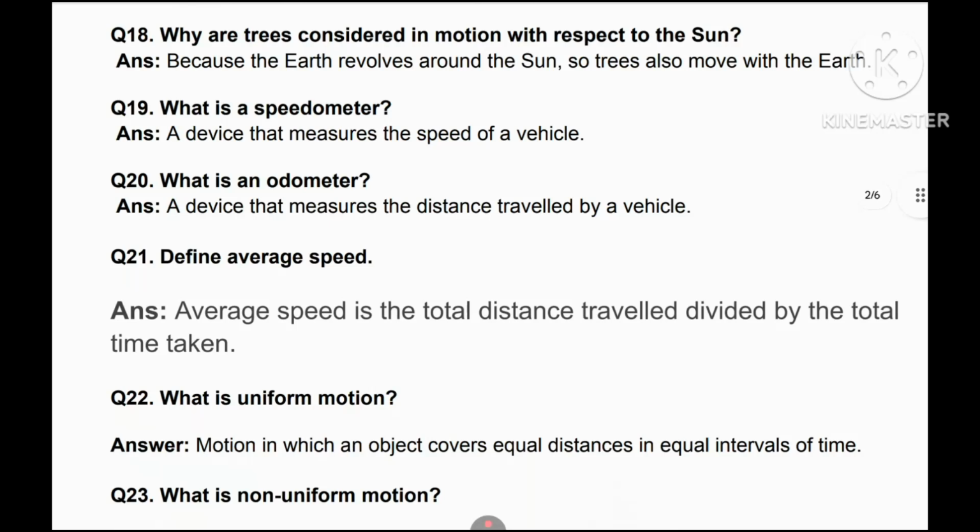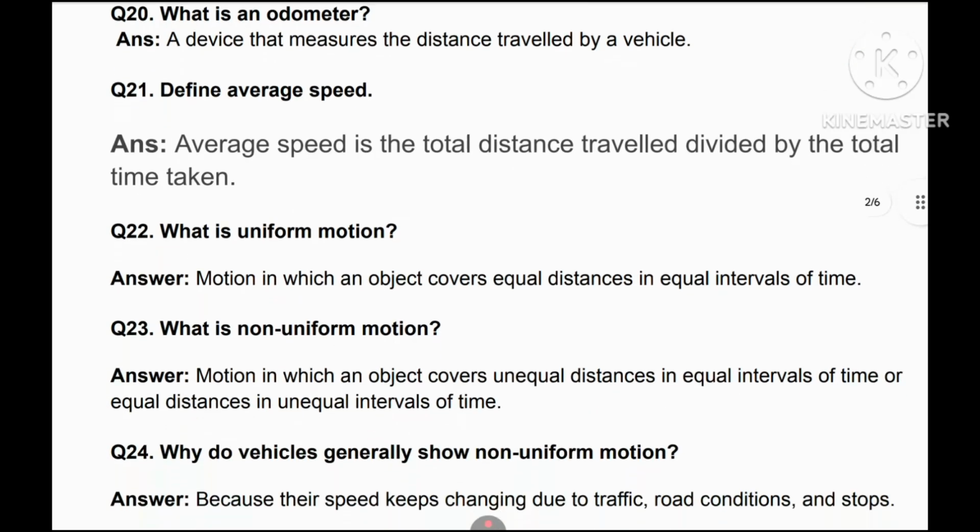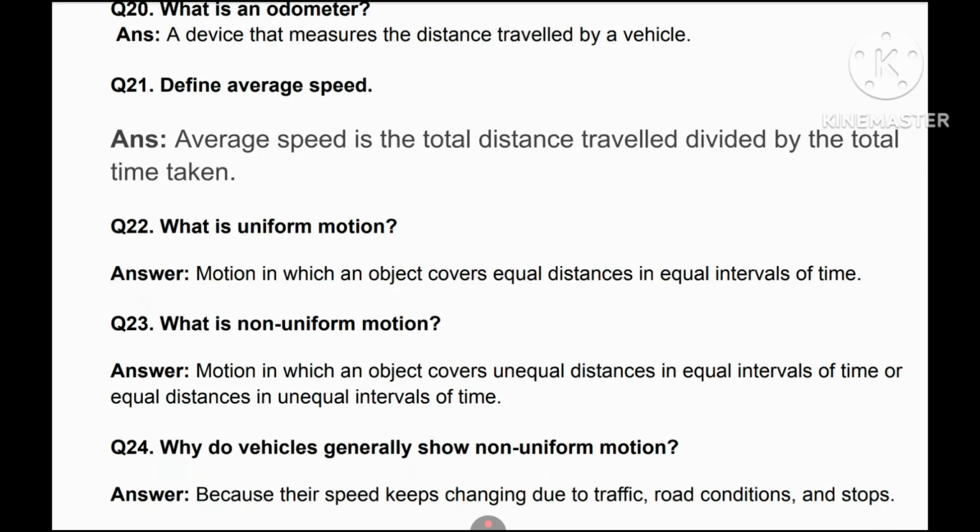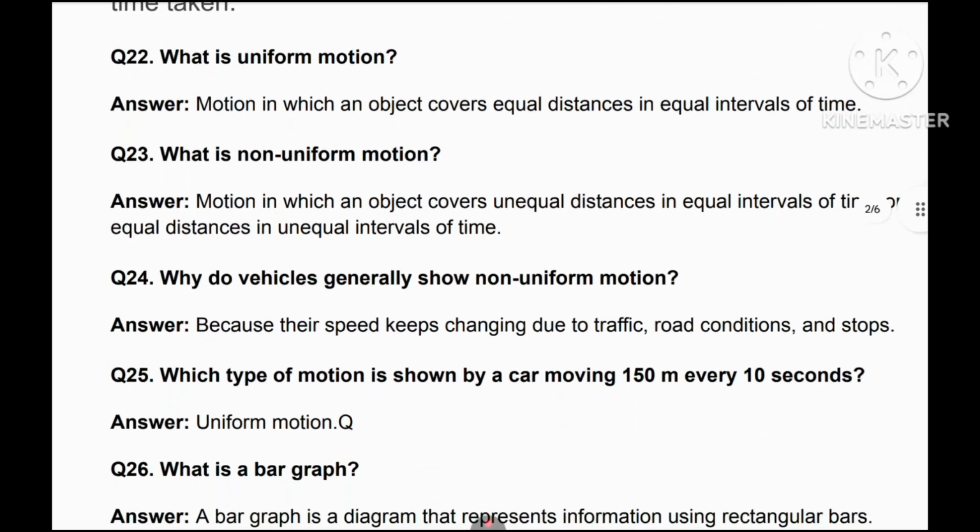What is a speedometer? A device that measures the speed of a vehicle. What is an odometer? A device that measures the distance traveled by a vehicle. Define average speed. Average speed is the total distance traveled divided by the total time taken. What is uniform motion? Motion in which an object covers equal distances in equal intervals of time. What is non-uniform motion? Motion in which an object covers unequal distances in equal intervals of time or equal distances in unequal intervals of time.